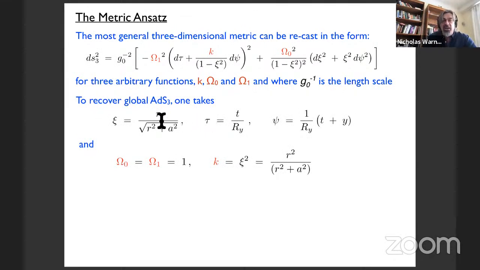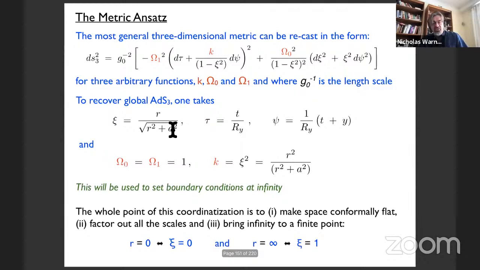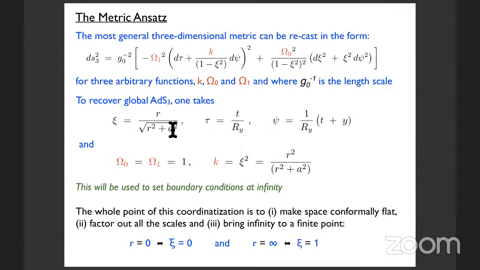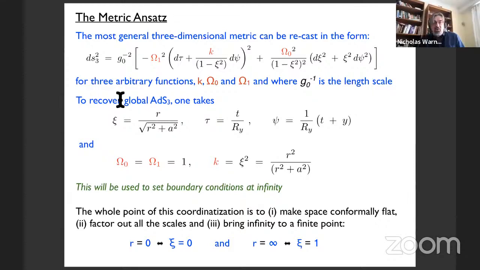If you want to recover global AdS, which is going to be what's limited at infinity, you take this coordinate psi to be this simple rational form. And the functions in question, the way I've parameterized it, are very, very simple. The whole point of using this coordinate psi is that in numerics, you want to set the boundary conditions at infinity, and it's useful to bring infinity to a finite point, which is psi equal to 1.